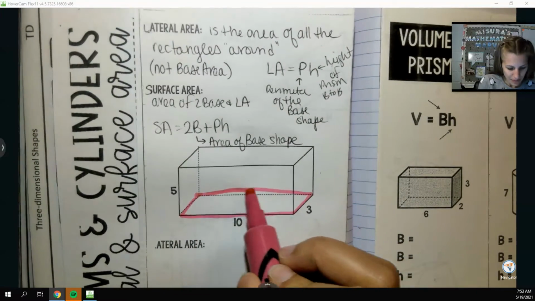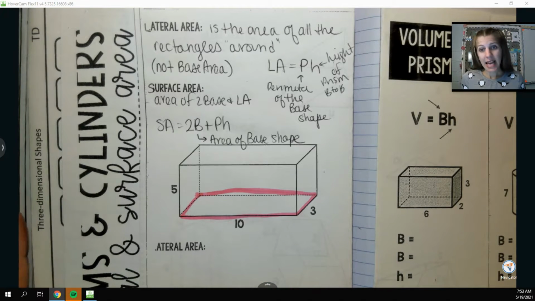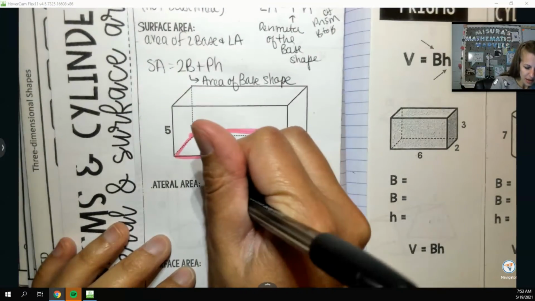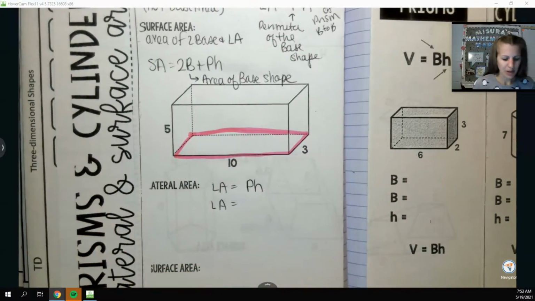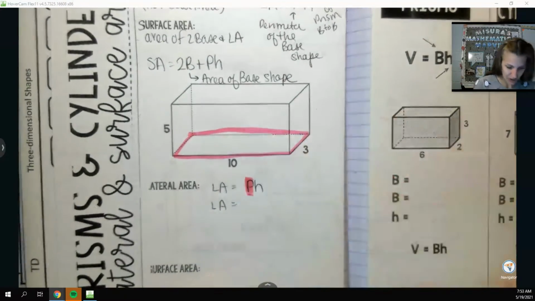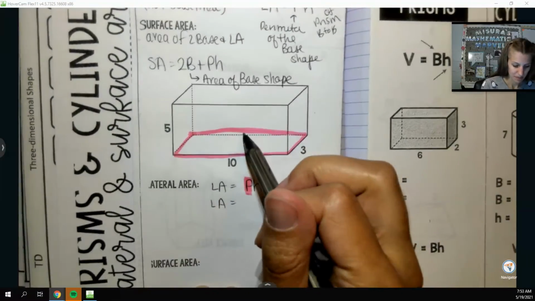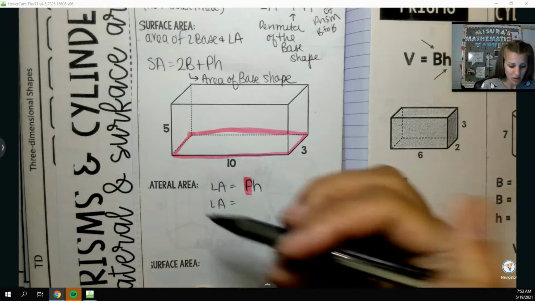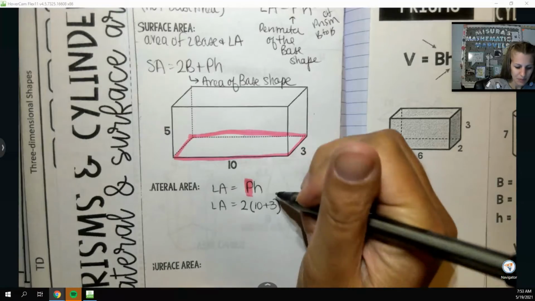So if I pick the bottom as the base, then everything else works itself out. If I want to find the lateral area, we're going to do P times H, where again, P is the perimeter of the base. So let's try to do a little color coding here. We're going to do perimeter of the base. So I'm going to do 10 plus 3 plus 10 plus 3. Or, 10 plus 3 and then doubled. So kind of 2 times 10 plus 3.